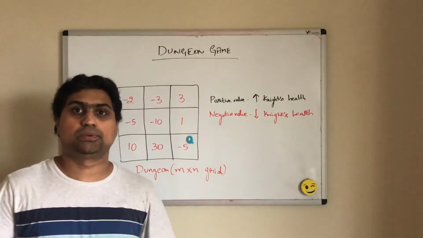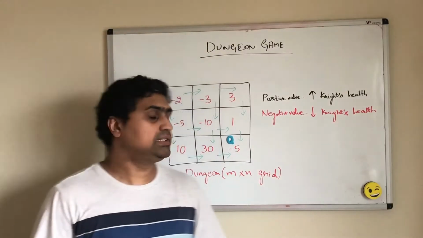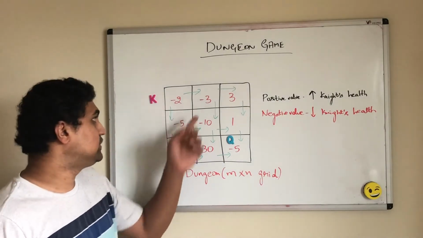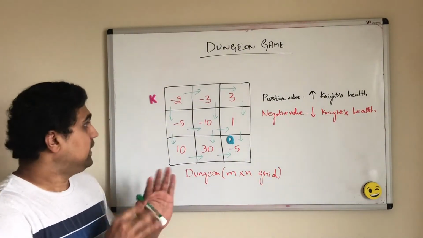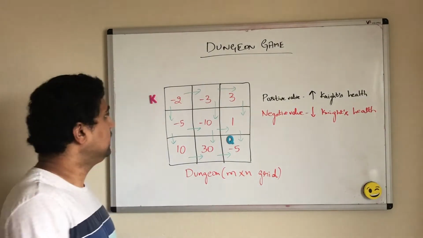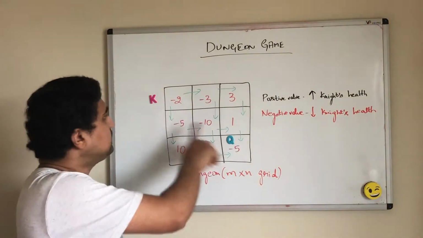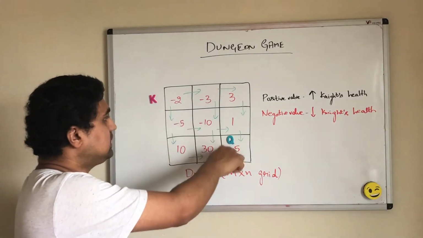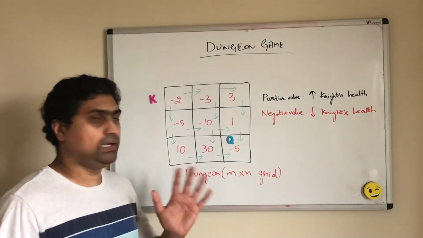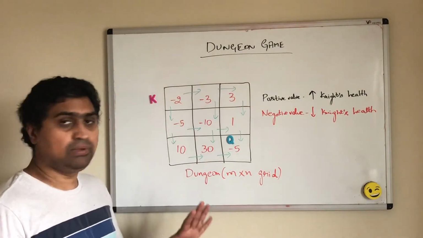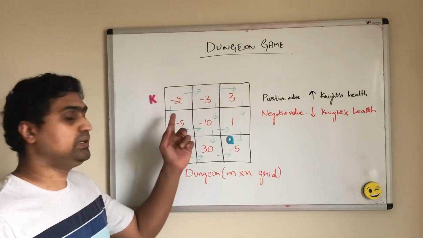So how do we solve this problem? Since the knight can either move down or towards his right, there are multiple ways the knight can choose to reach the queen. If the knight's initial health was infinity, then the knight can choose this path or this path or this path or this path or any of these paths to save the queen.